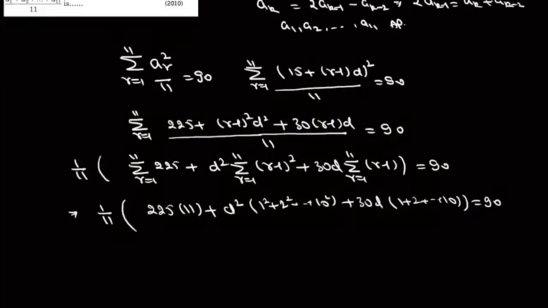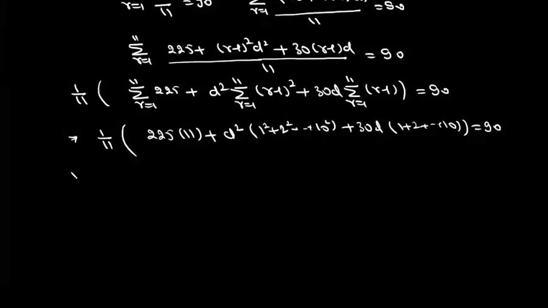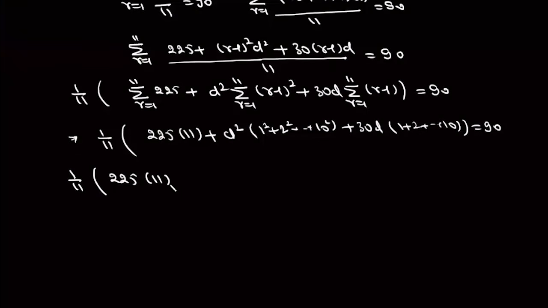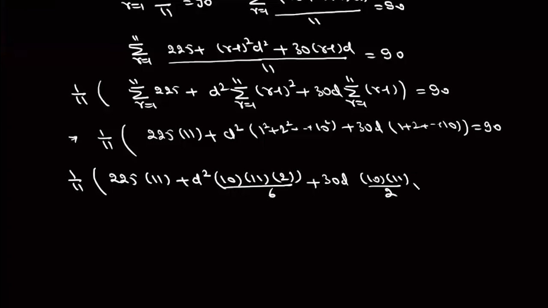And this is equal to 90. Now we already know these formulas, so we can write 1 by 11, and this is 225 into 11, and this is d square, and this is n(n plus 1)(2n plus 1) by 6, plus 30d, and this is n(n plus 1) by 2, and this is equal to 90. Now this 11 will cancel.